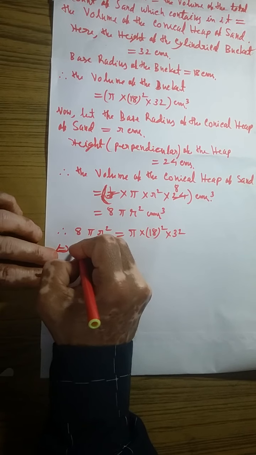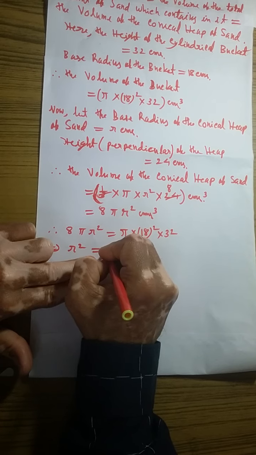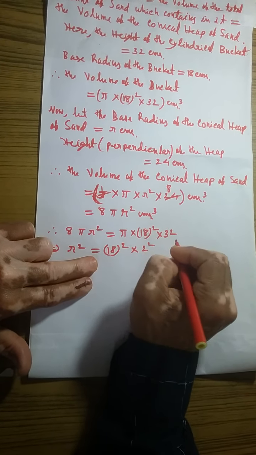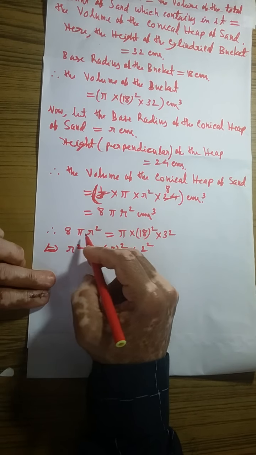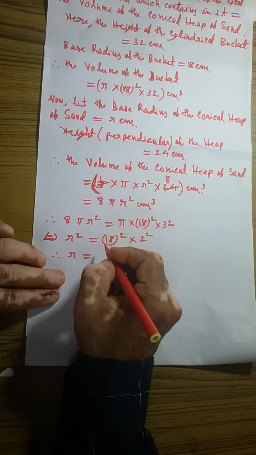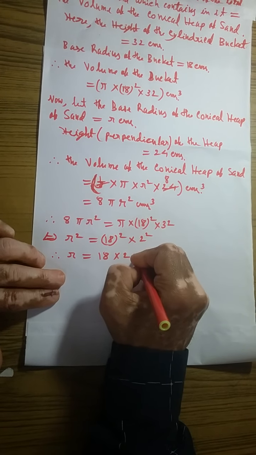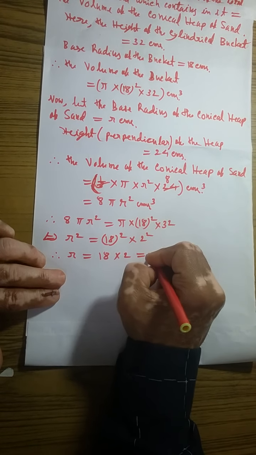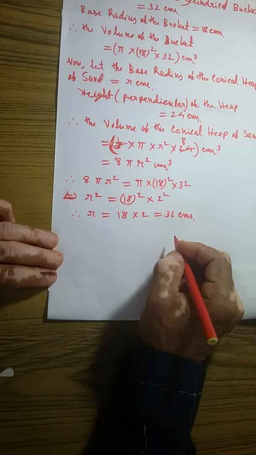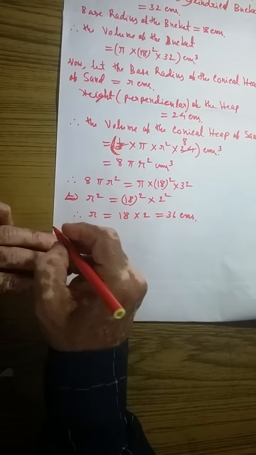which implies r square is equal to 18 square into 2 square, dividing both sides by 8 pi. Therefore, r is equal to 18 into 2, which is equal to 36 centimeters. After this, let us consider the slant height of the conical heap.